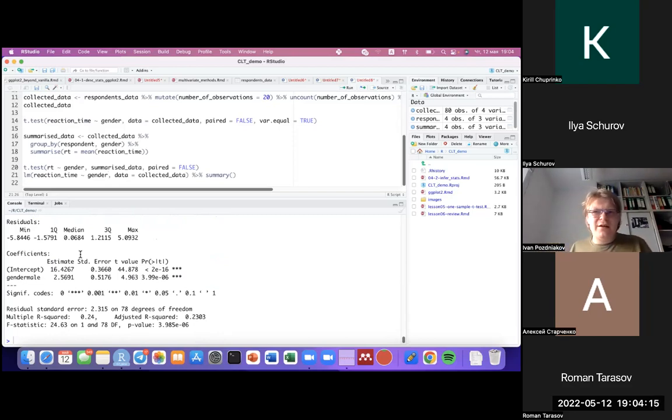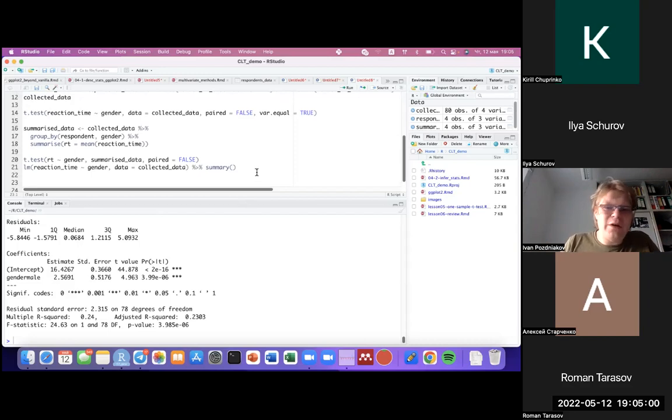Basically because we are not interested in this subject. We think that subjects are something like a random variable, and we are not interested in every particular subject. We assume in our model that the subject means or any additional subject properties are just randomly selected from some population. So every individual's reaction time is some random value from some distribution.